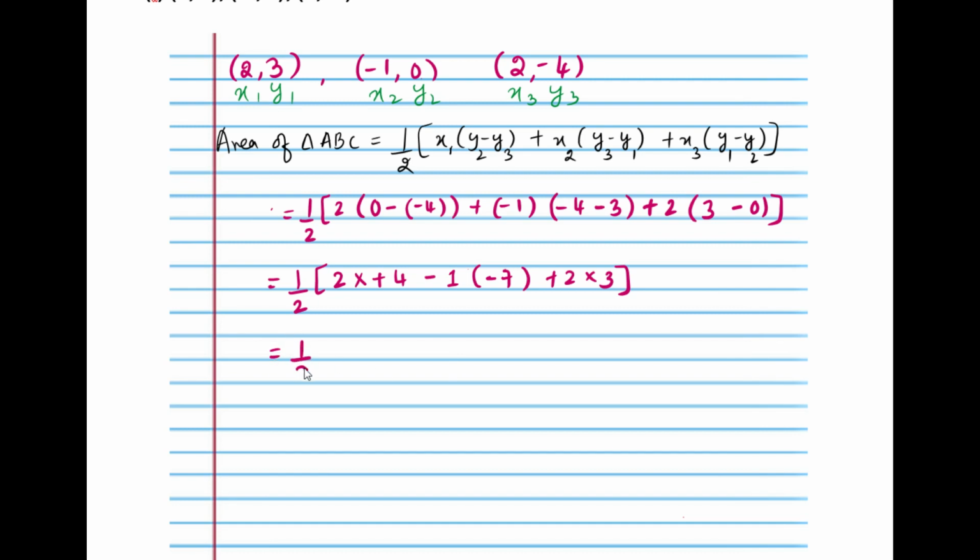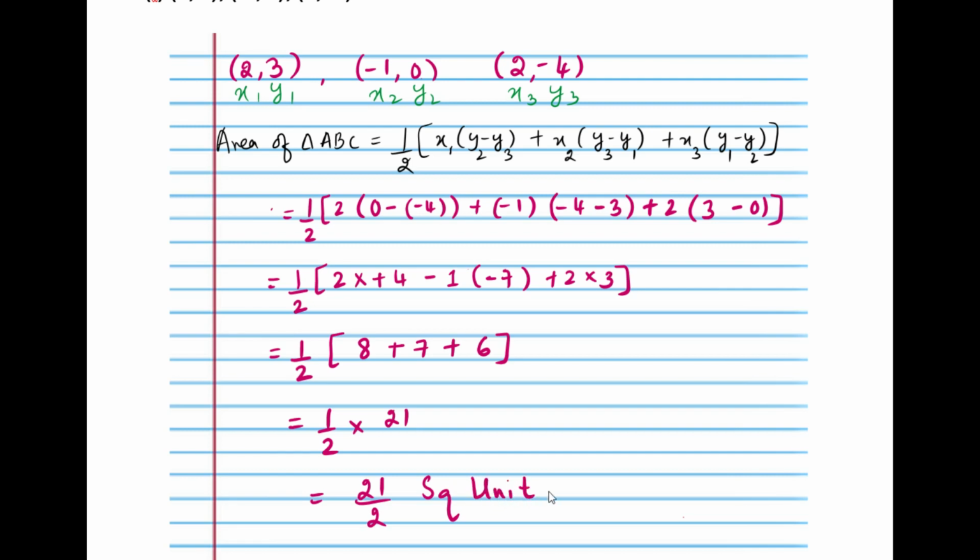Now half into 2 times 4 is 8, minus into minus plus 1 times 7 is 7 plus 2 times 3 is 6. Now what we get? Half into 8 plus 7 is 15. 15 plus 6 is 21. Therefore, area of triangle is 1 into 21 is 21 divided by 2 square units.